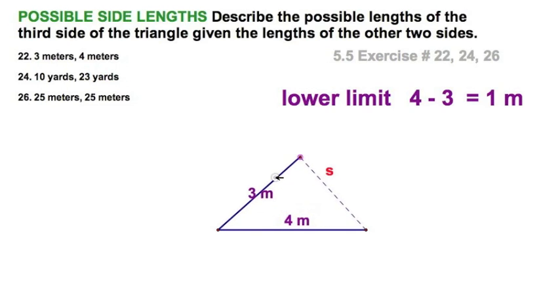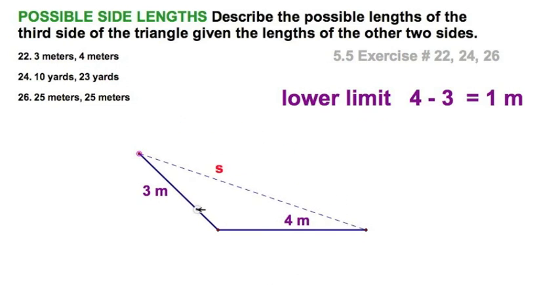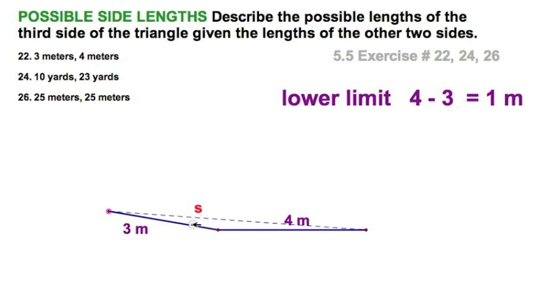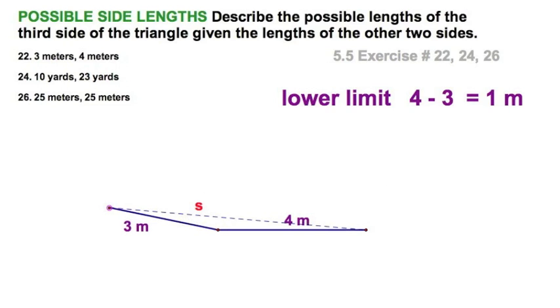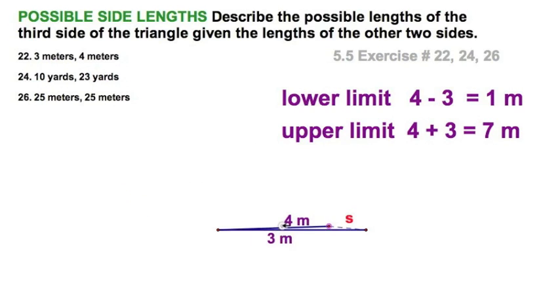Now, on the other end, S grows this way or S grows this way. And it gets bigger, bigger, bigger, until we're in danger of, again, going collinear. Of course, we go too far, S gets smaller. And at the point where they're all collinear, 4 plus 3 would be 7. So that would be the upper limit. So we found the lower limit by subtraction, the upper limit by addition.